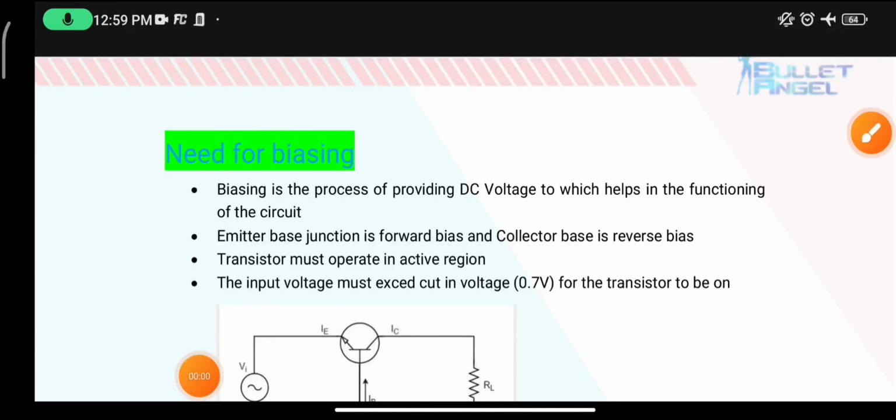Hi friends, today we discuss the need for biasing for a transistor.